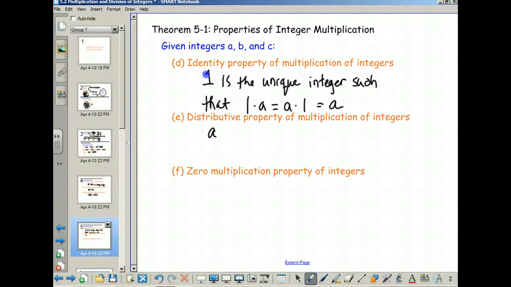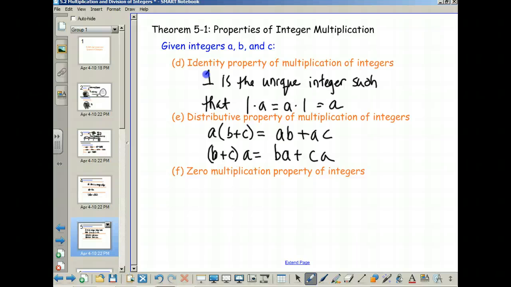And then the distributive property of multiplication of integers says that if I have a times b plus c, this is equal to ab plus ac, and I can do it in other order as well. So if I had, for instance, b plus c times a, I can distribute, so it's ba plus ca, which is, of course, ab plus ac, just with the commutative property here as well.